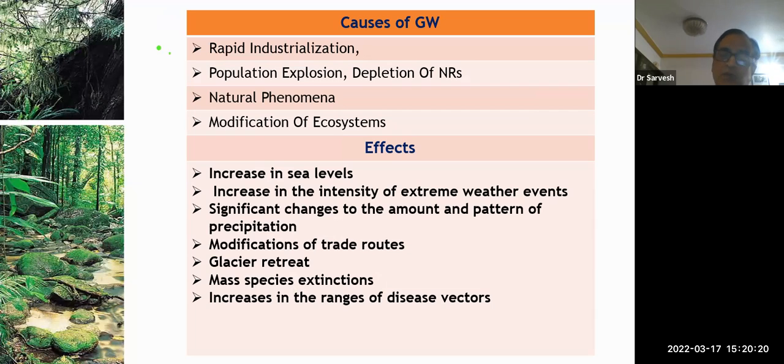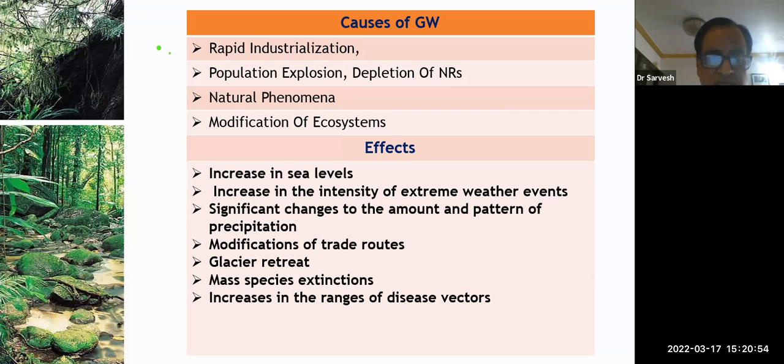Now, the causes of global warming are very well known, very well witnessed, and the world is suffering. In fact, rapid industrialization has really resulted in the emission or the discharge of the many GHG gases. Population explosion, of course, is the first and foremost factor behind all these causes. That has led to the depletion of natural resources. Many natural phenomena are also adding to global warming. Modification of the ecosystem has occurred.